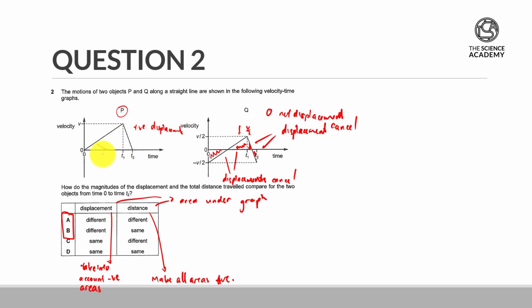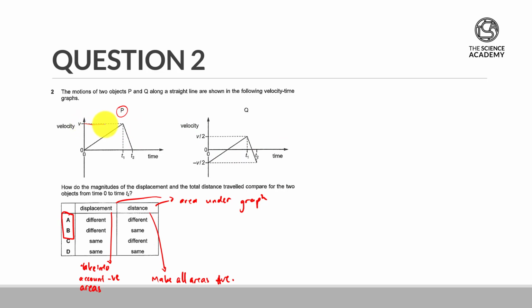Now, let's take a quick look at the distance instead. So, if we consider the entire rectangle of total area V times T2, basically you can see that for P, the area is simply going to be half V times T2. Now, in the case of Q, Q is going to be quite a bit more complicated. The same rectangle of V times T2 is over here.